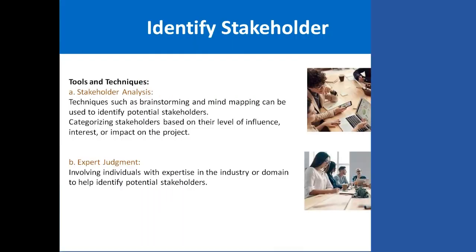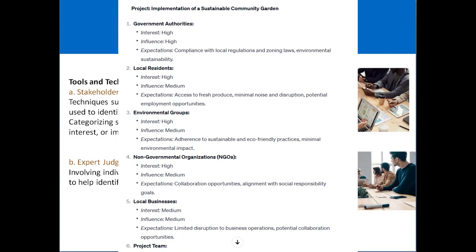The first important approach is stakeholder analysis. It means that the team can sit together in a meeting room, which is called brainstorming. They discuss different ideas and thoughts with each other and try to reach a consensus. We can also use the mind mapping approach to identify potential stakeholders. After the meeting, we categorize the stakeholders based on their level of influence, interest, and impact on the project. Then expert judgment.